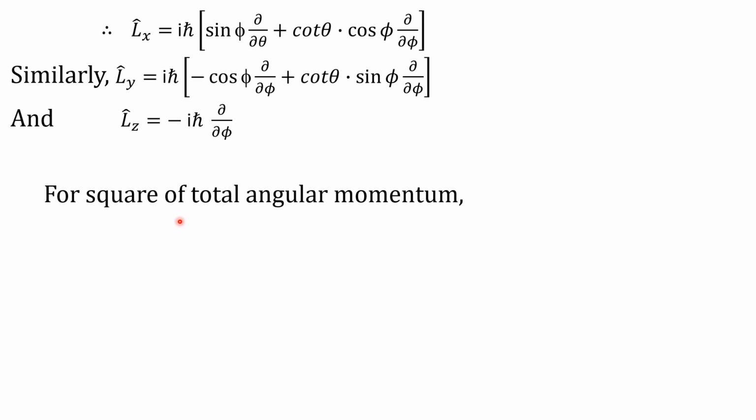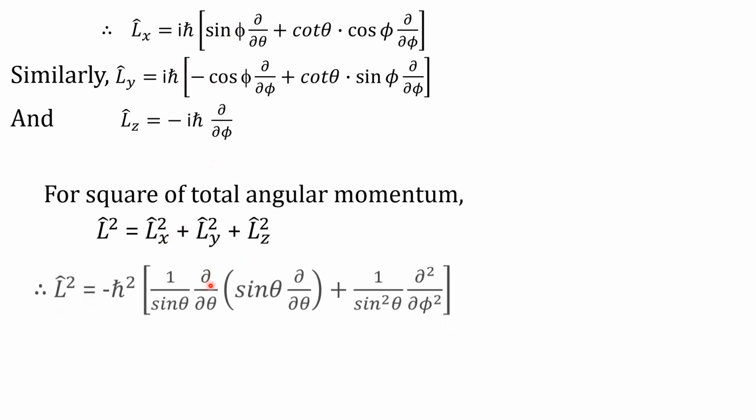Now, we'll take the square of the total angular momentum. That L square operator is equal to Lx square plus Ly square plus Lz square. How do we get this? Since L operator into L operator, that is L square operator, equals Lx square plus Ly square plus Lz square. Lx term is known, Ly term is known, Lz term is known. Take its square, that value you know. Take the square of each term here, put the value and simplify.